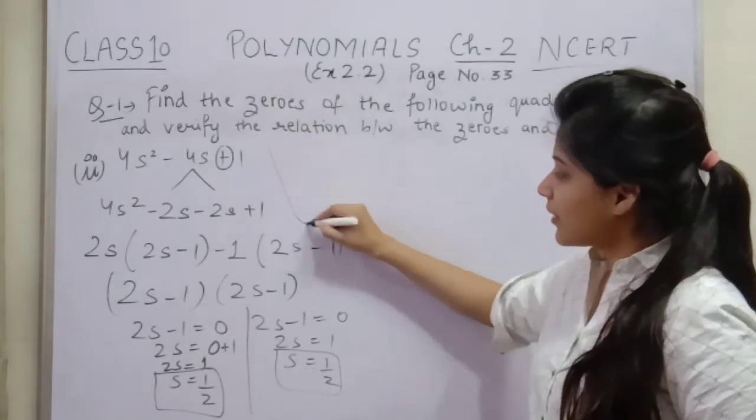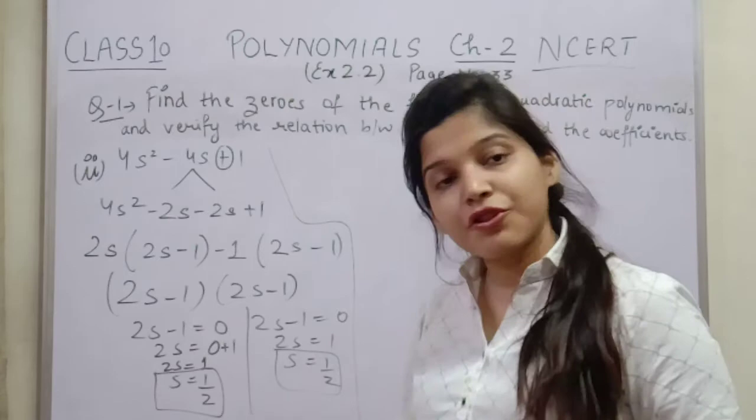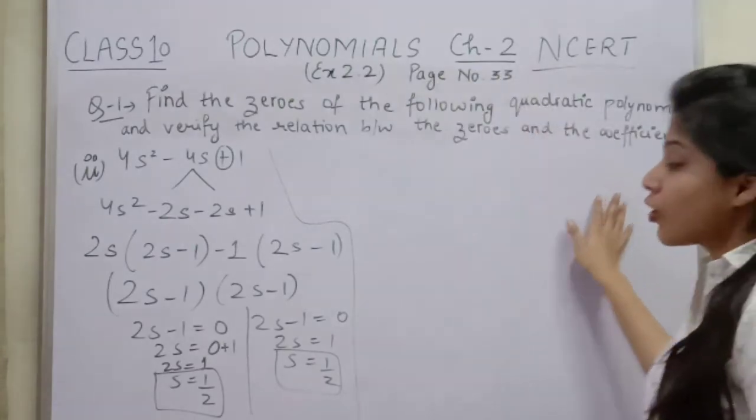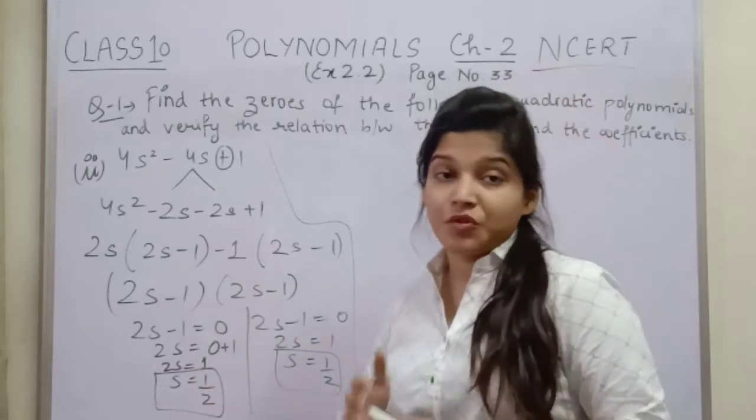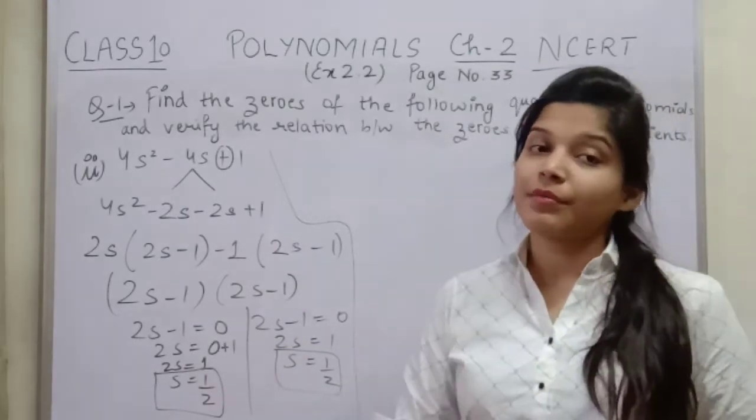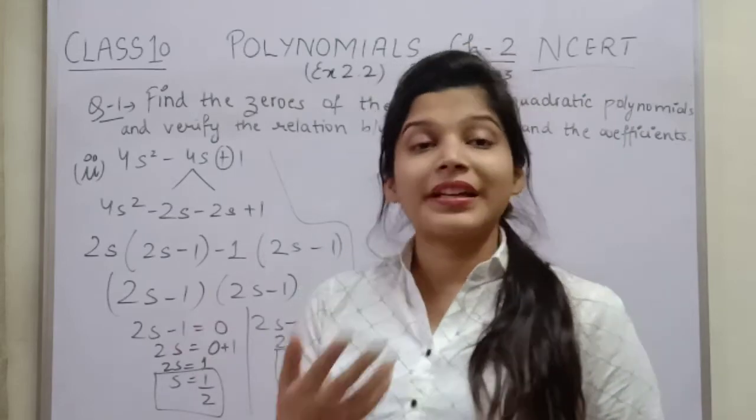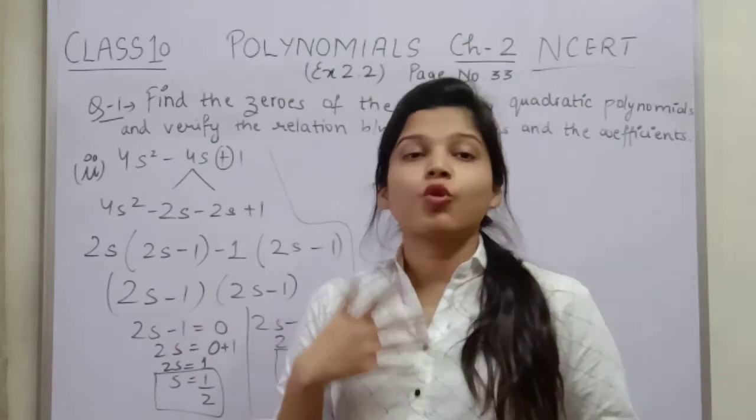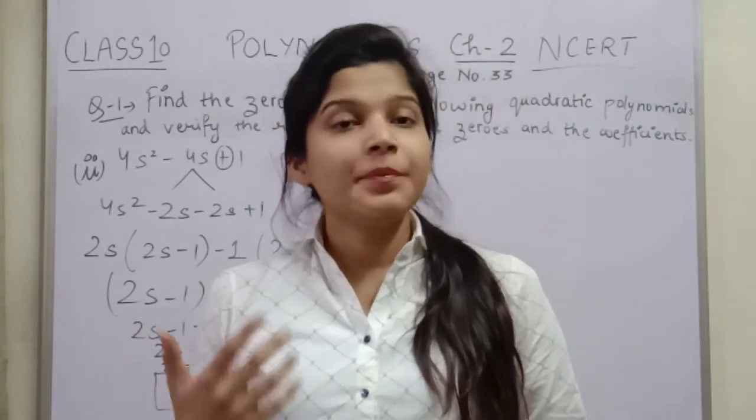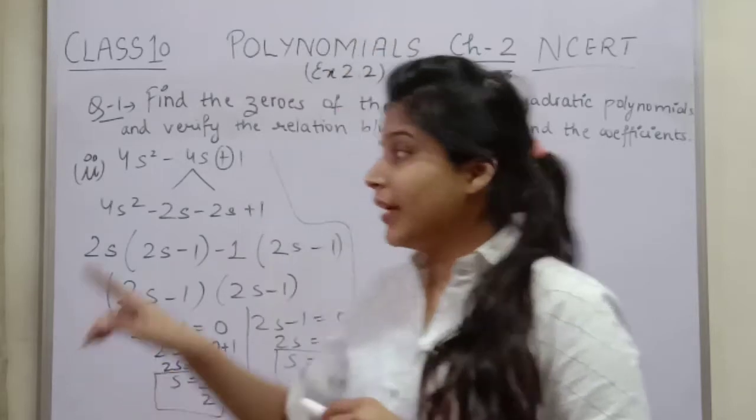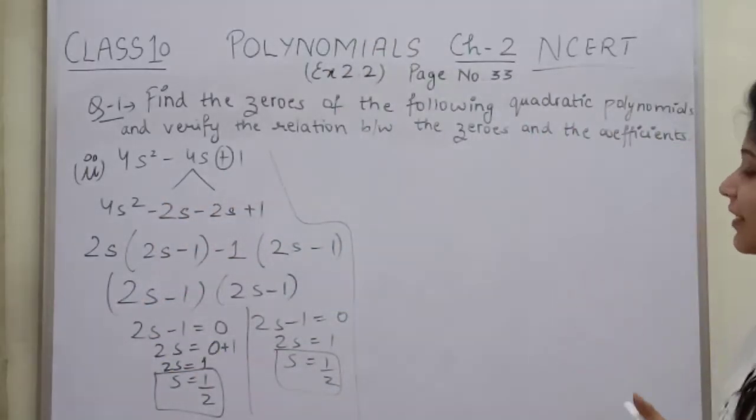But here the question does not end. Now we have to verify the relationship between zeros and coefficients. So did you understand how we found out the zeros by middle term splitting? It was the same in the first part, the same in the second part. And also in the examples we did this same method. Either some identity will be applied or we can middle term split the polynomial. Okay, the middle term. So now verifying the relationship.